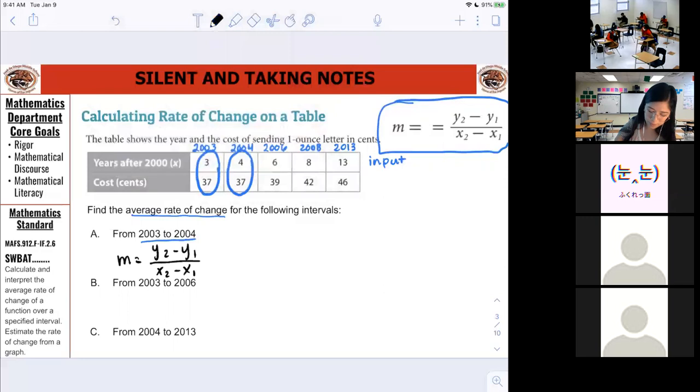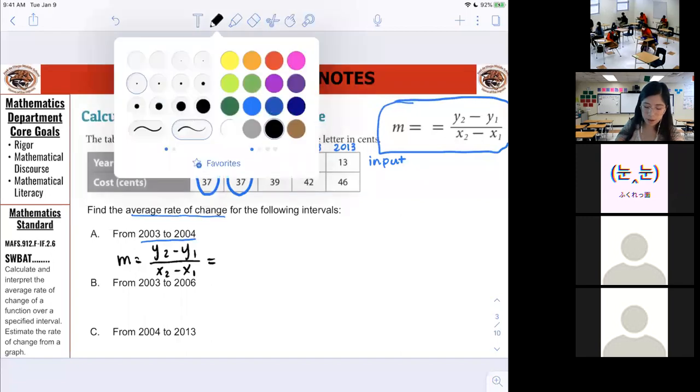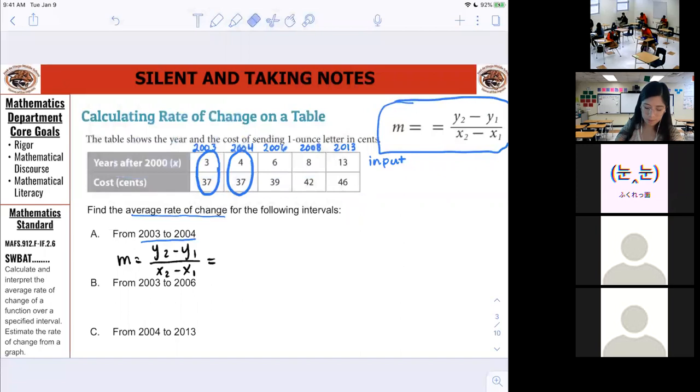All right. So I'm going to first start by labeling my points. Since the top row is my x values, 3 is going to be my x1 and 4 is going to be my x2. Since the bottom row is my y values, 37 is my y1 and the other 37 is my y2. So all I'm doing so far is just labeling my points. That way I can plug them into my formula without any confusion.